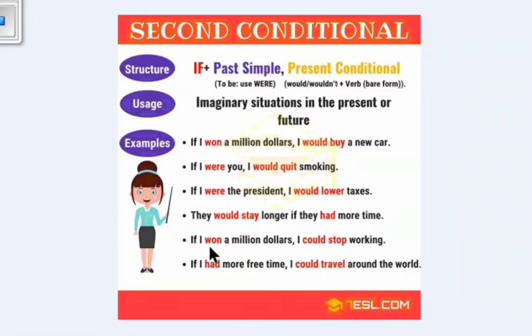If I won $1 million, comma, I could stop working. Instead of would, sometimes we can use could. Okay? If I had more free time, comma, I could travel around the world. So we have here many sentences to practice.